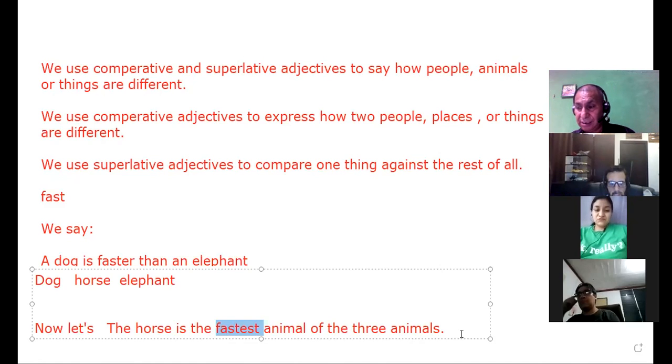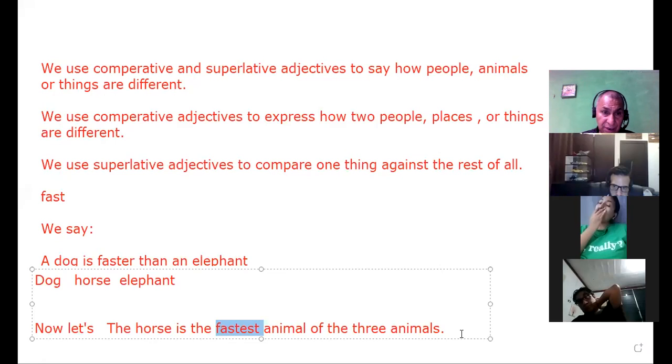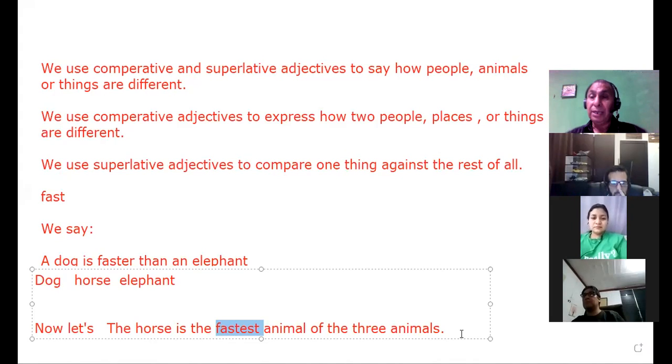So fastest. Yes. Yeah, go ahead. So fastest is a superlative. A superlative compares one thing to all the others in the same group. It has to be in the same group. In this case, we're comparing the horse to the other animals in the group, which are the dog and the elephant. You can see over here that we have a dog and an elephant. Now, if there are no questions about this, once you understand that superlative is to compare one against the others in the same group, and comparative is to compare one against the other one, now we need to learn how to make comparatives and superlatives, if there are no questions.